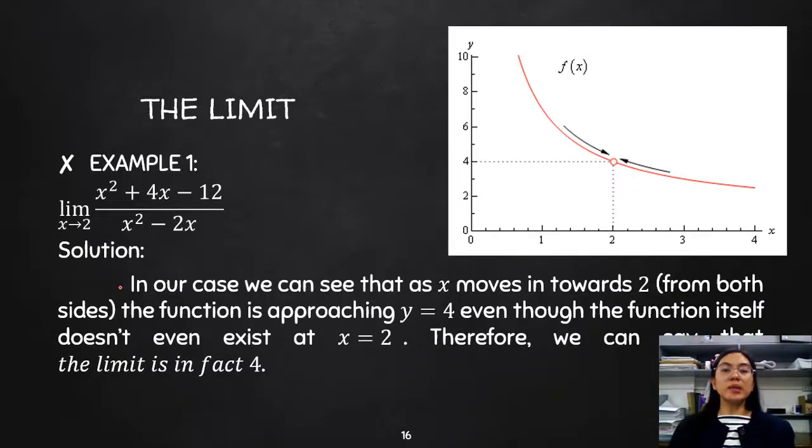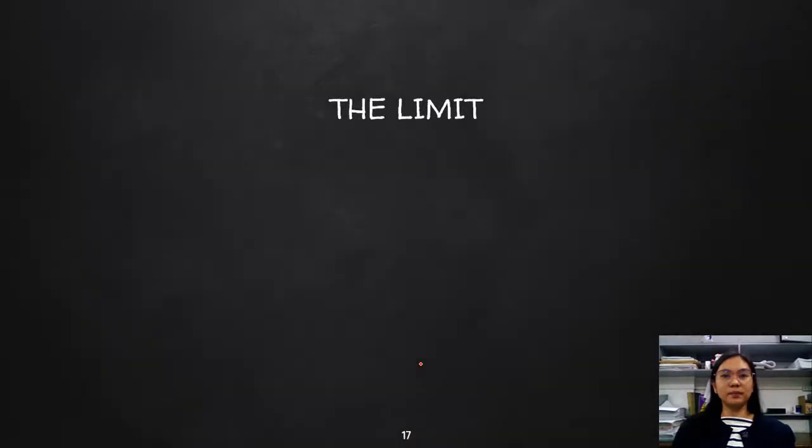So, in our case, we can see that x moves in towards 2 from both sides as the function is approaching y is equal to 4, even though the function itself doesn't exist at x is equal to 2. Therefore, we can say that the limit of the function is in fact equal to 4.